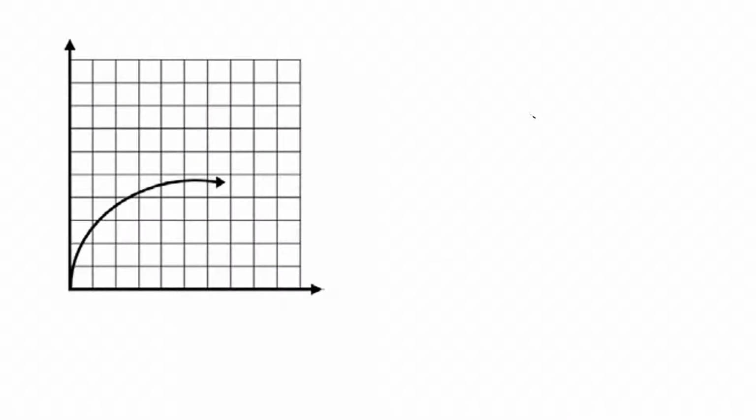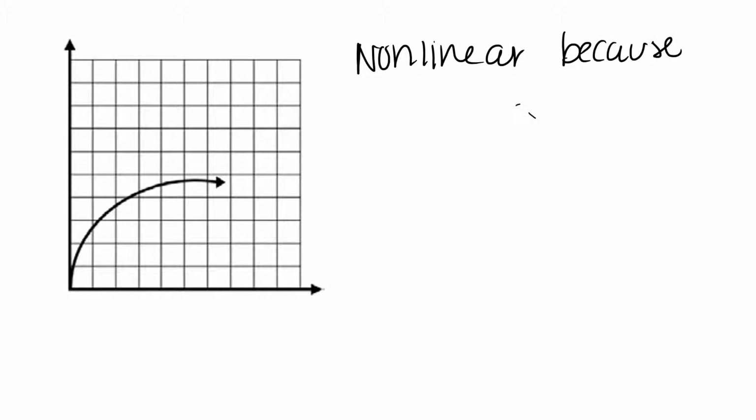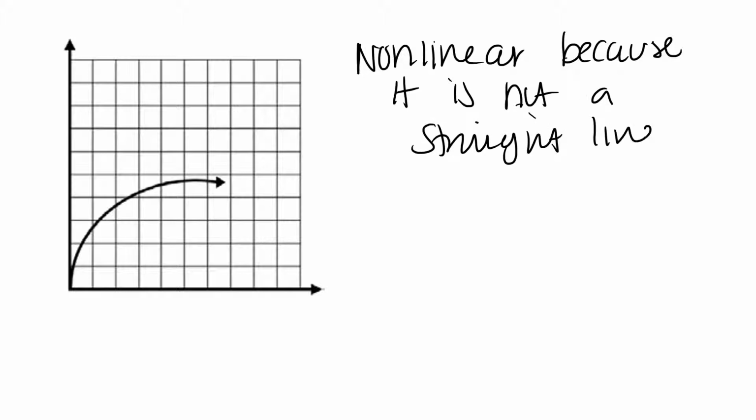We can simply tell by looking at this graph that this is non-linear because it is not a straight line. We can clearly see that this line curves, whereas a straight line would look something like this. That is a curved line, it is non-linear.